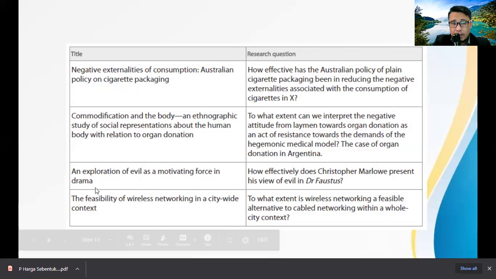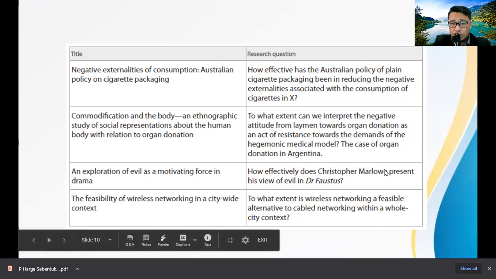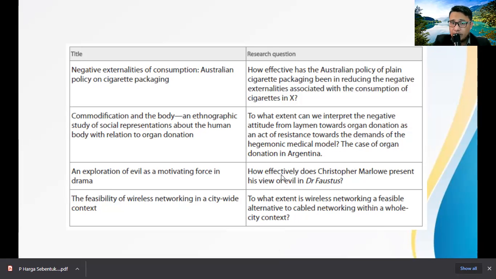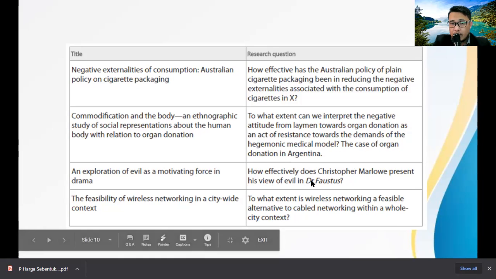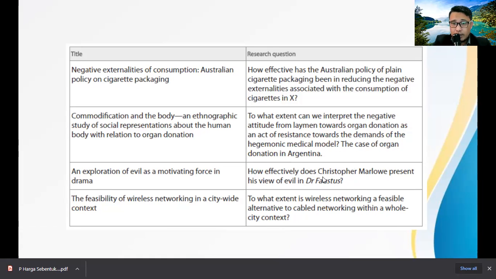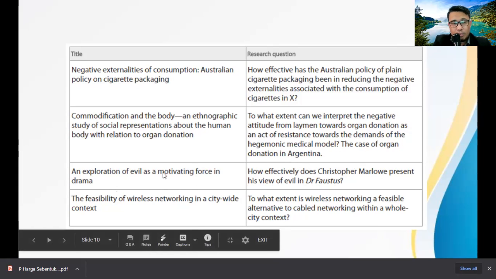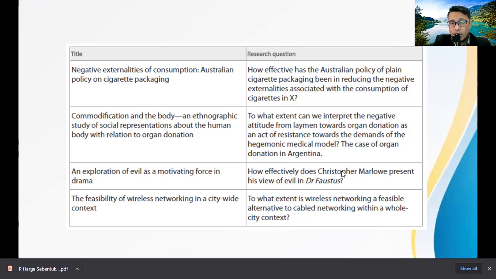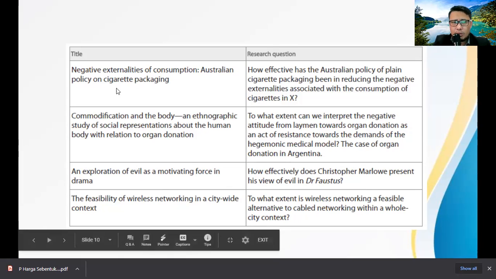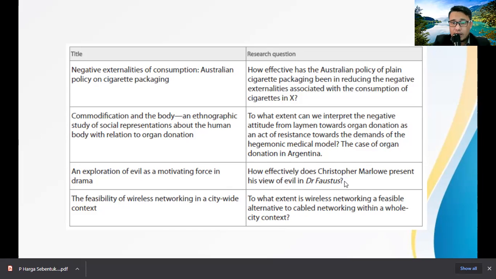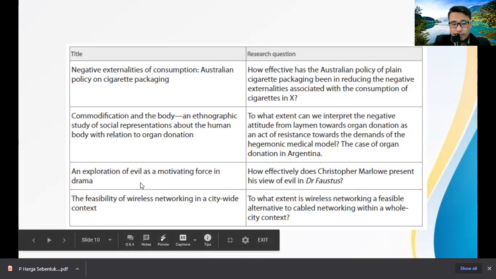So basically the drama here is still broad, so that's why you need to make it more specific in your research question. For example, how effectively does Christopher Marlowe present his view of evil in Dr. Faustus? The italic means the literary work, and this is the author. So it's more specific. For example, with just drama, who's the author, what is the book, and so on, this is too broad. So here's the difference between title and research question. This one is in a question form, this one only in a statement.